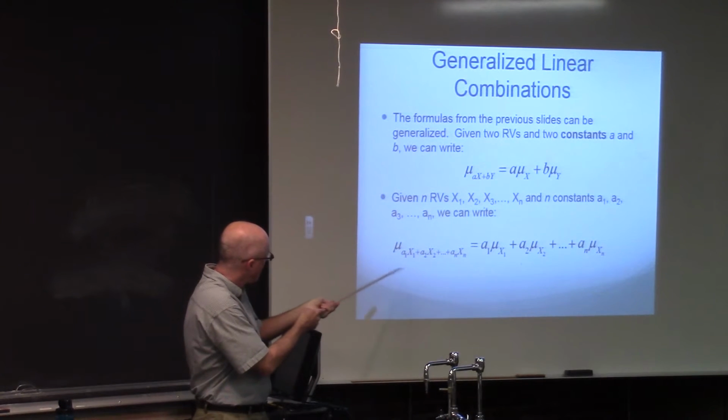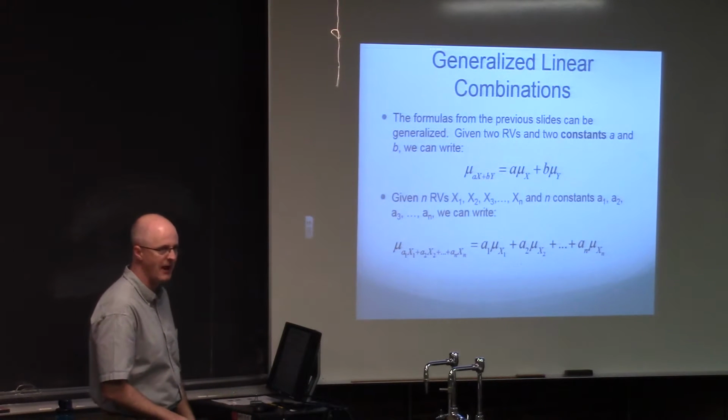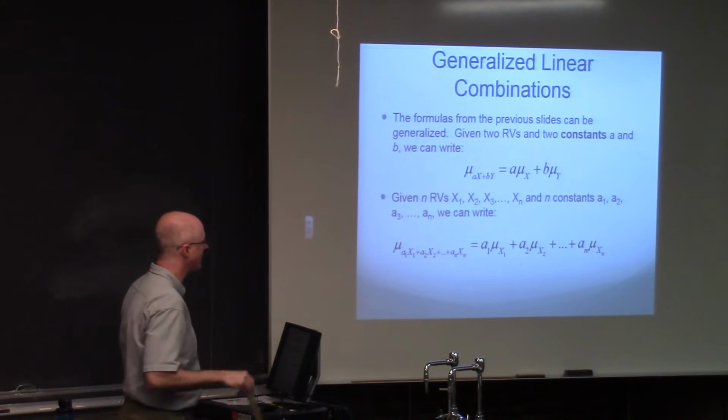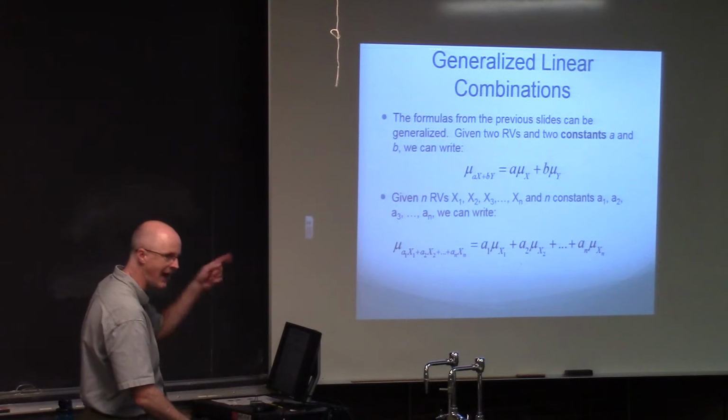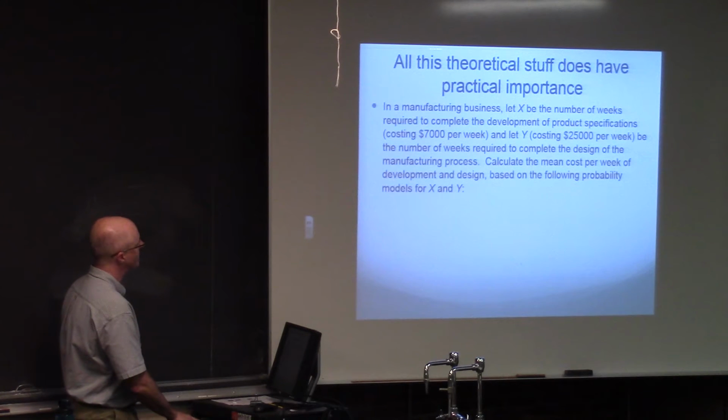You're not going to have to know this more general one for the test, but I wanted to get it on there for the record. Okay, if you've got n random variables and n constants, that you can do that. But for the record, that's true, but it's not something you need to know typically. And for the test, you won't. Okay, all the theoretical stuff does have practical importance.